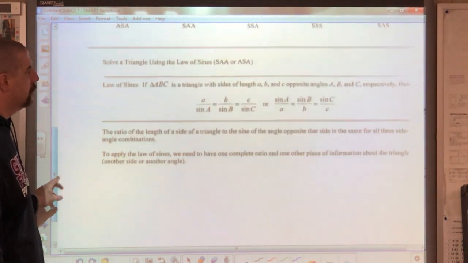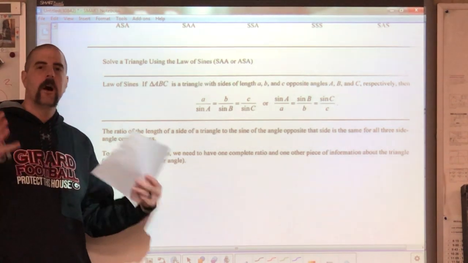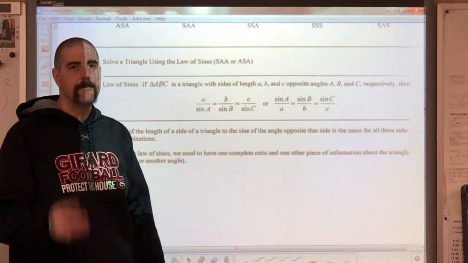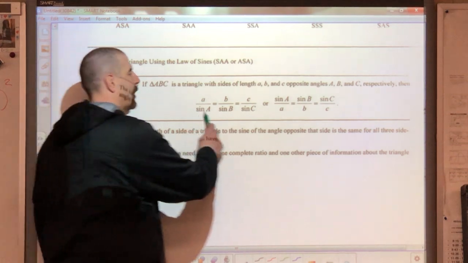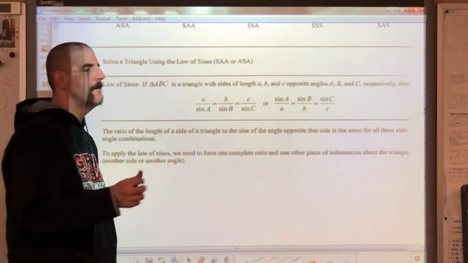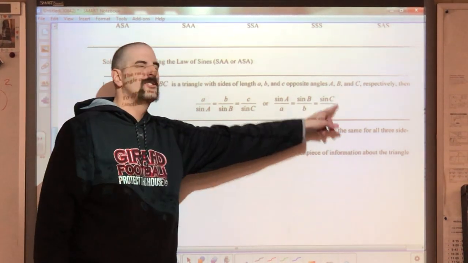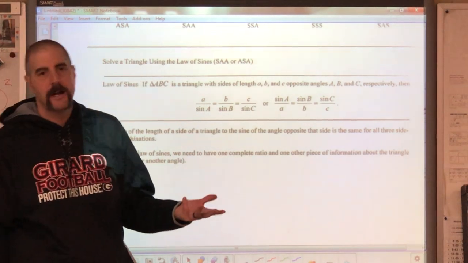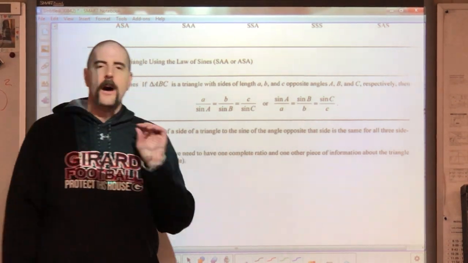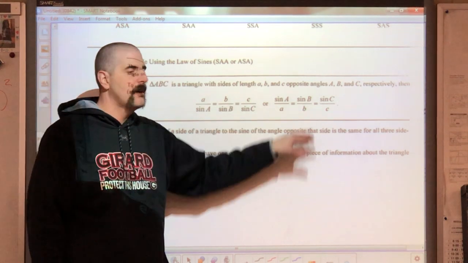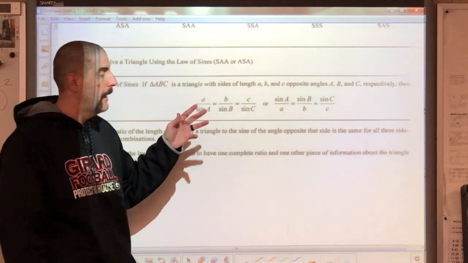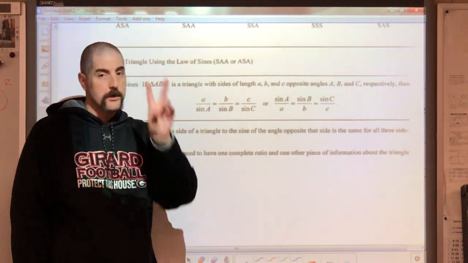First of all, law of sines is really complex looking, but it's really not that bad. I always write it like this, and it doesn't matter which way you do it. I typically use sine on the top. You do it however you want. Either one will do. Unfortunately, they put 3 equals signs, 3 ratios. You don't use 3, only 2.